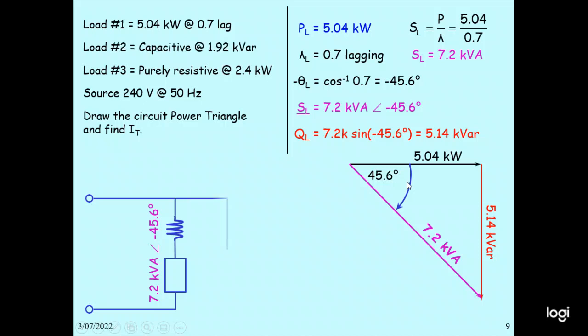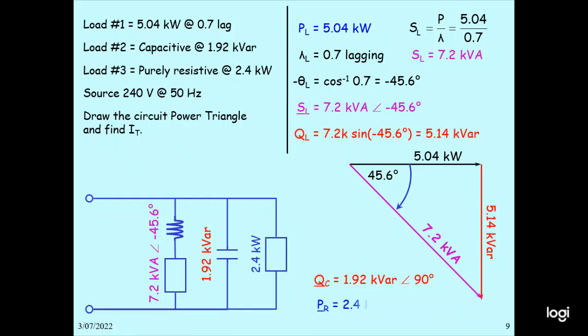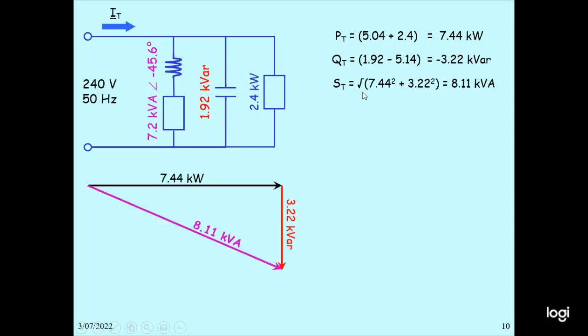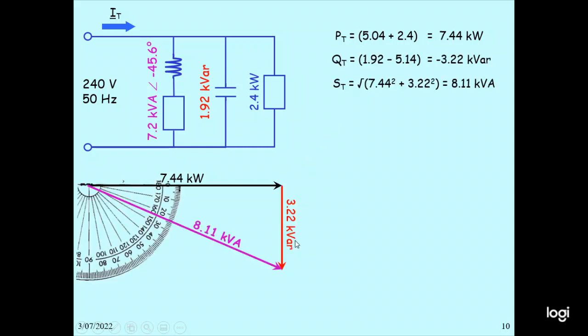Similarly, we draw the capacitive load. In this case, if we connect the capacitive load, then we draw the power triangle like this. So there will be the reactive load, capacitive load, and the pure resistance load. The total power is you add everything, so 7.44 kilowatt. And the reactive load is 3.22, and with this angle we find out S, so square root of 7.44 squared plus 3.22 squared, so 8.11.